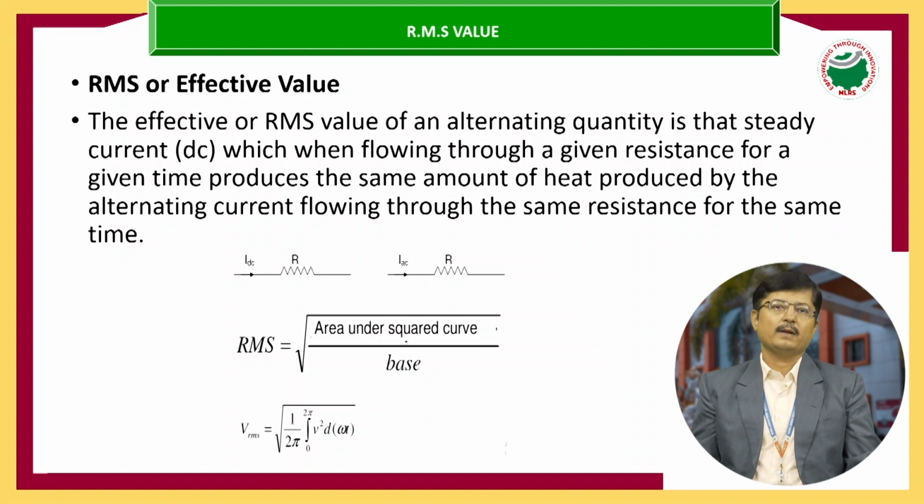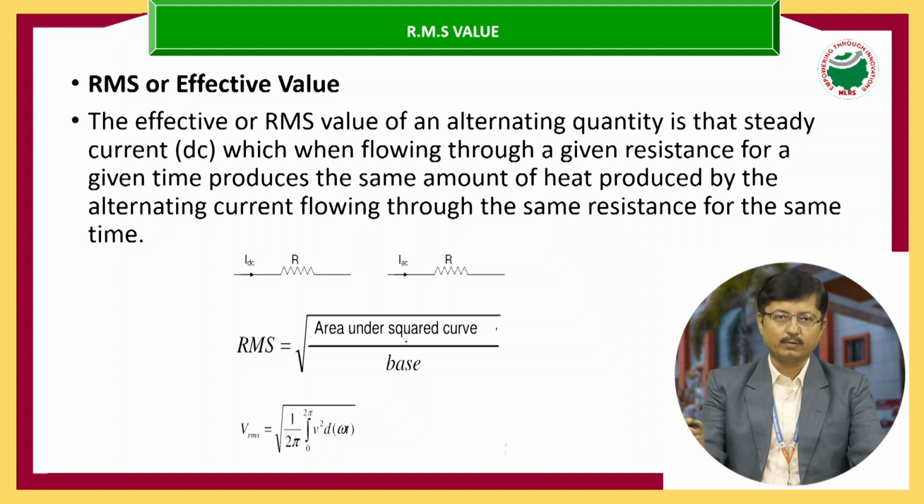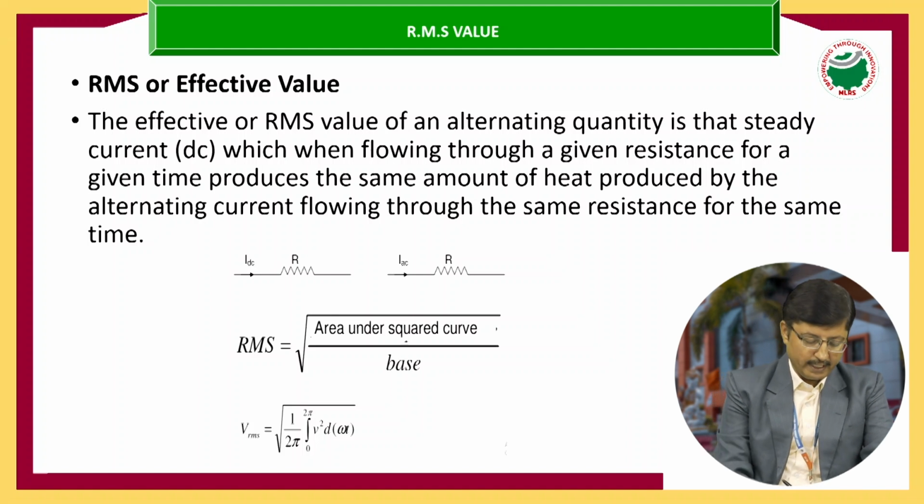To determine the RMS value or effective value of any quantity, first we have to see one experiment. That means one common platform is there, and that is the heating effect. To express the RMS value of any quantity, we have to see this common platform, the heating effect. So here I am considering one simple experiment to explain the RMS value.